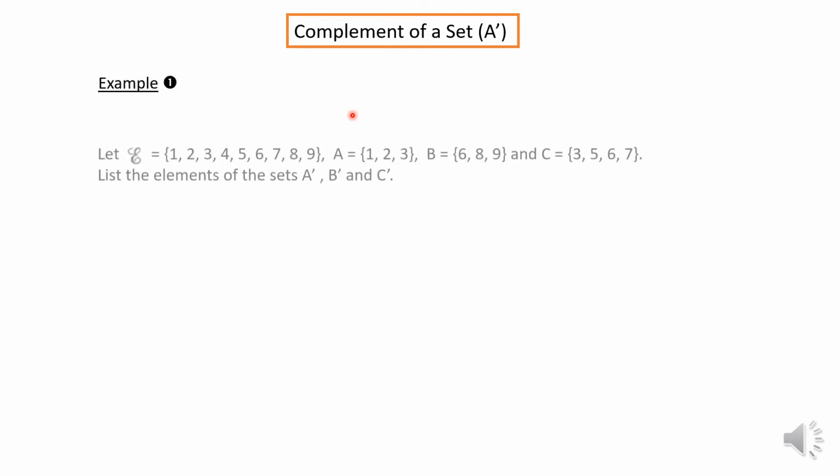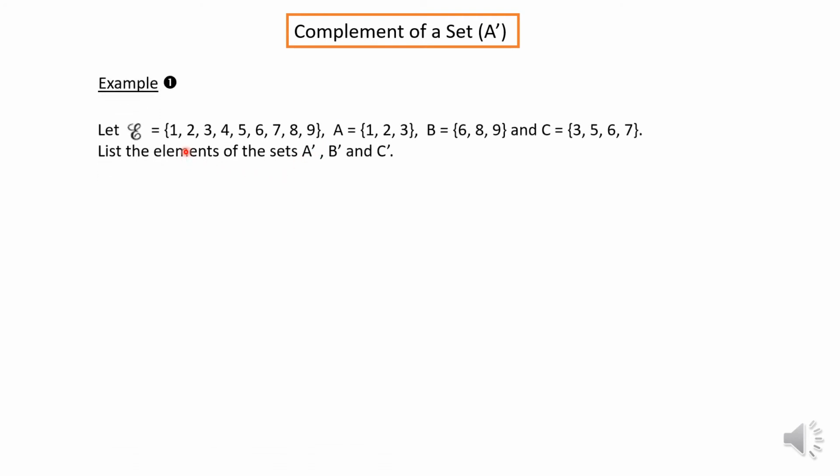So let's talk briefly about what we already discussed in our previous videos about the complement of a set. So let's take another example. We have, say, the universal set consisting of elements 1, 2, up to 9. And then we have set A, which consists of elements 1, 2, and 3. And set B, which consists of elements 6, 8, and 9. And set C, which consists of the elements 3, 5, 6, and 7.